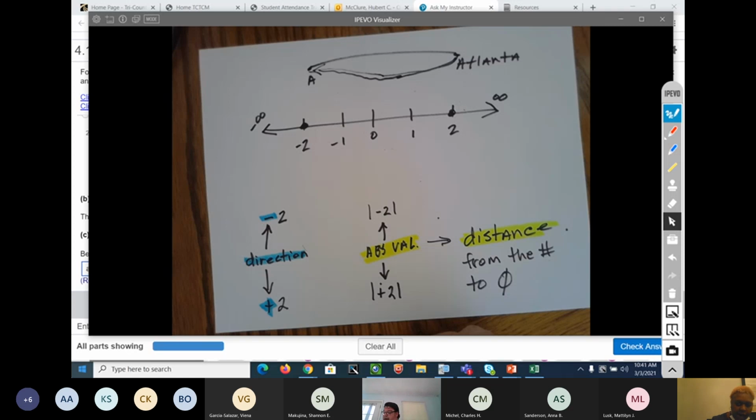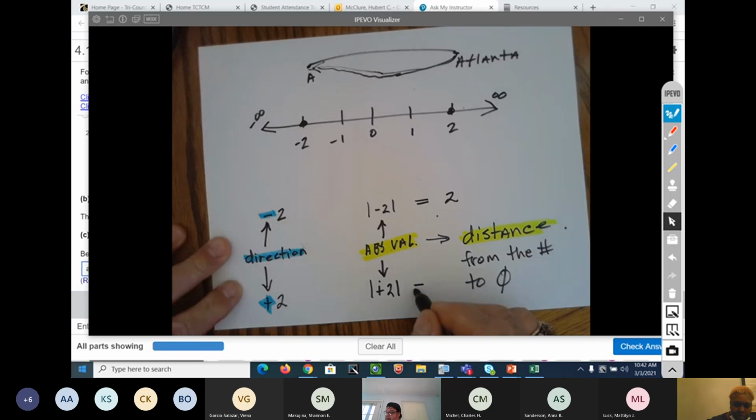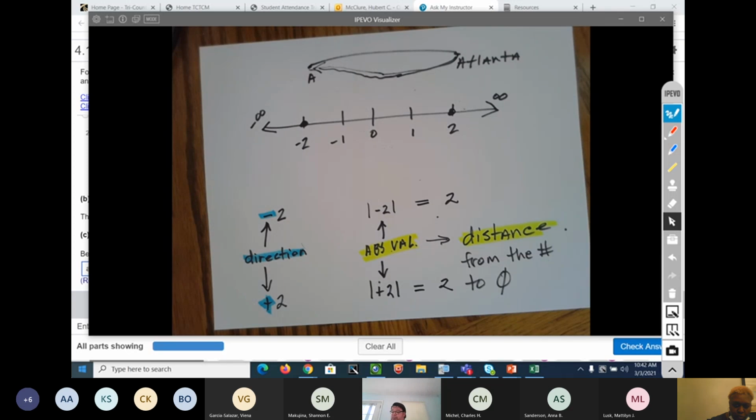So what is the absolute value of negative 2? 2. What is the absolute value of positive 2? 2. There is no sign in front of these two numbers because they represent distance. That is what absolute value tells you. So if you didn't have an algebra teacher that told you that, you didn't get your money's worth. The 2 D words, distance and direction.